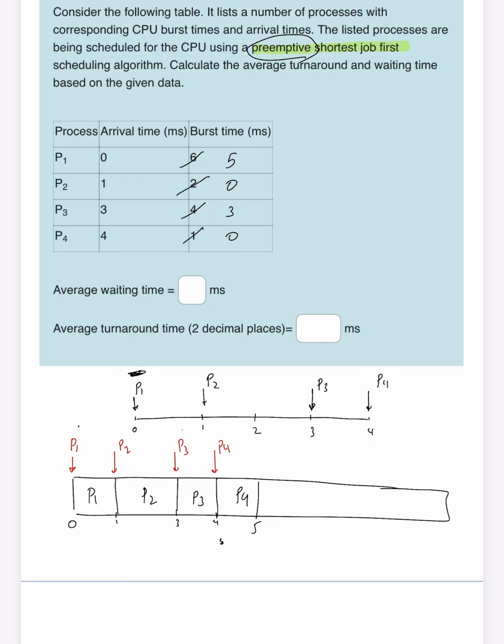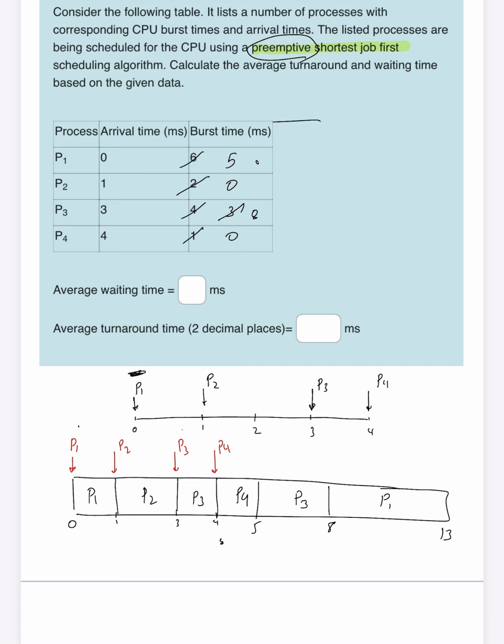Now between P3 and P1, P3 is the shortest, 3 milliseconds. This is P3, and nothing remains from that. We are at millisecond 8, and the last one, the only one that remains, is P1, and it leaves at 8 plus 5, which is 13. This is the most important part of the question. The correct Gantt chart helps us answer all the questions.